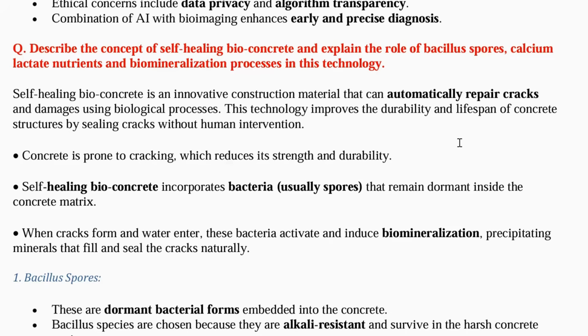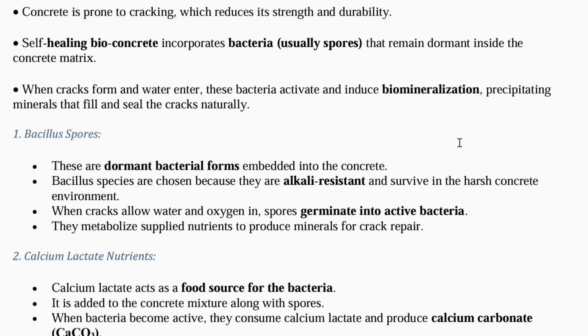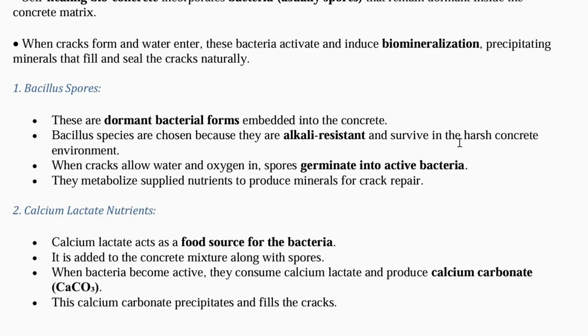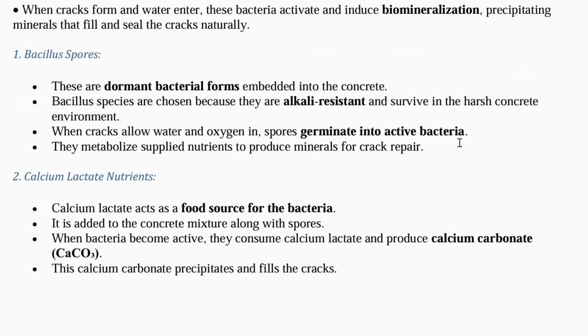When a crack forms, water enters. These bacteria get activated. They induce biomineralization, precipitating minerals that fill and seal the cracks naturally. Bacillus spores are dormant bacterial forms embedded into the concrete. Bacillus species are chosen because they are alkali resistant and survive in the harsh concrete environment. When cracks allow water and oxygen in, the spores germinate into active bacteria. They metabolize supplied nutrients to produce a mineral for crack repair.